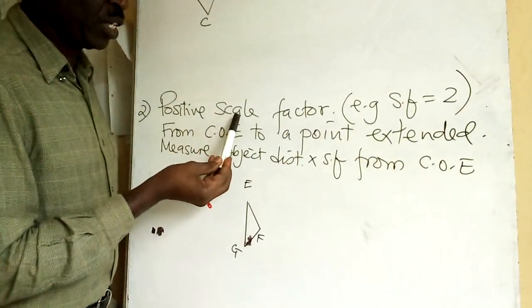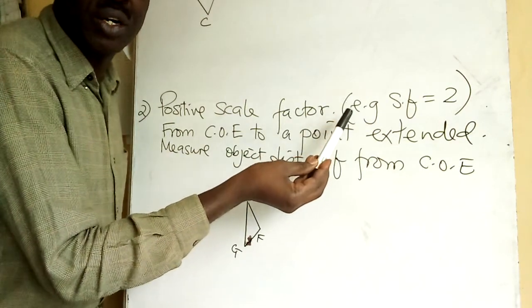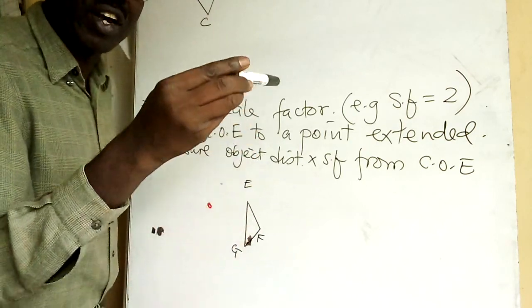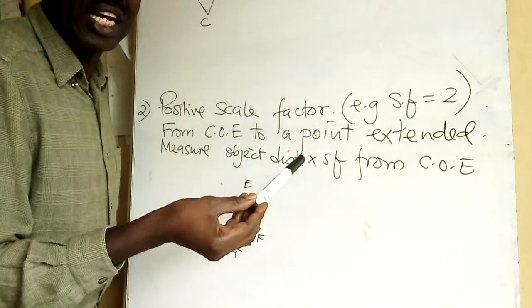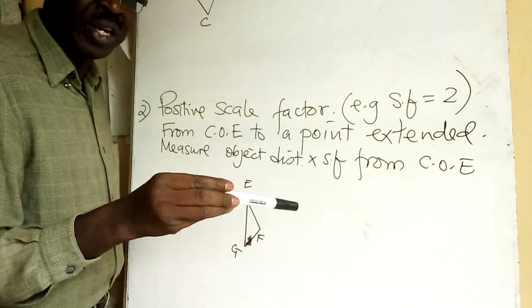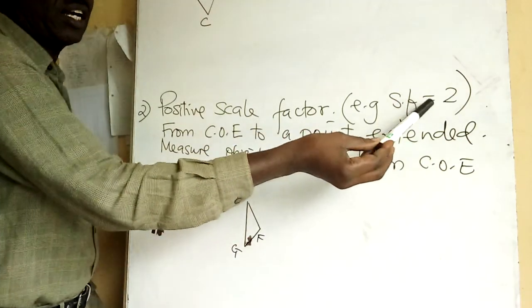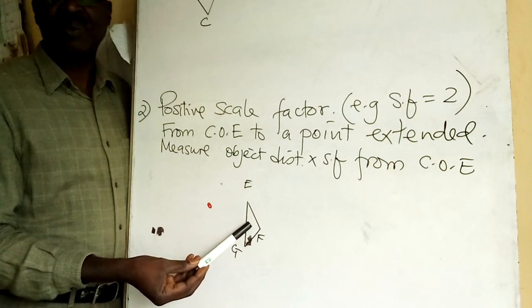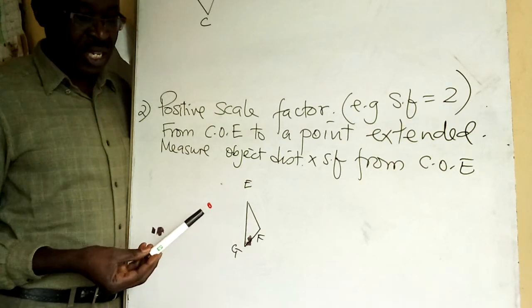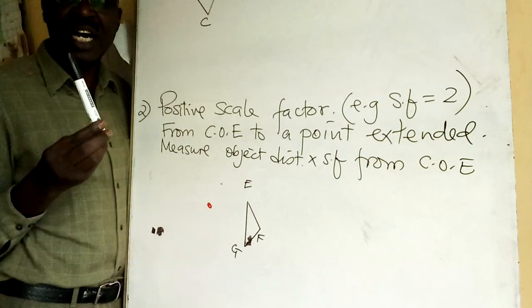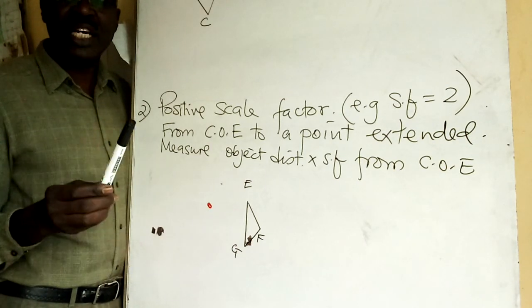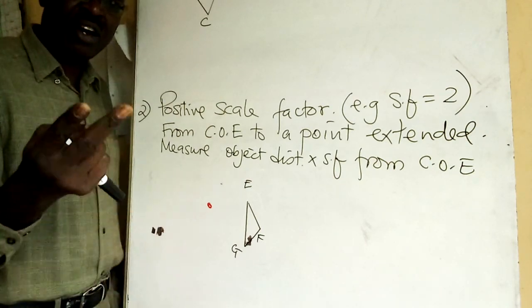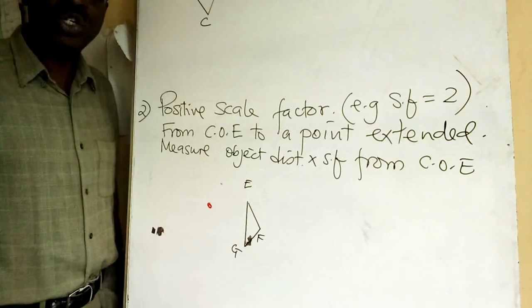Positive scale factor, e.g., we are required to draw an image of a given object, and the center of enlargement will be given, and the scale factor. So we have here, for example, this is our object, a triangle, and this red dot is our center of enlargement. So anytime you are asked about the image, they'll have given you the object, they'll have given you the center. So what do we do?